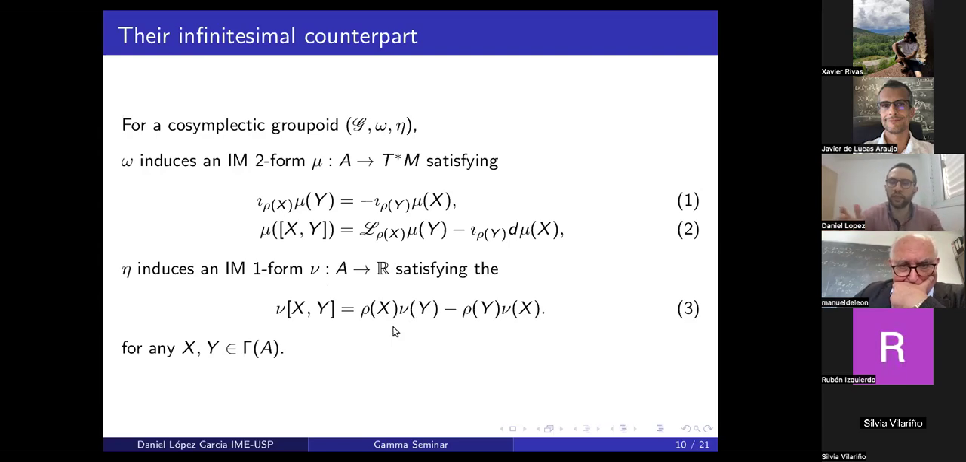But I can think in a different way. I can start with a Lie algebroid with these forms mu and nu satisfying this equation, and I can ask if it is possible to integrate this triple. So I just want to mention that there is a characterization of this infinitesimal counterpart just by considering mu and nu satisfying equations 1, 2, and 3.